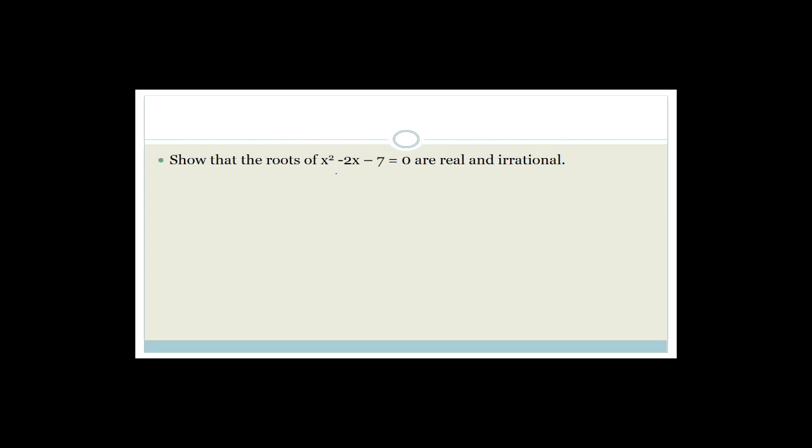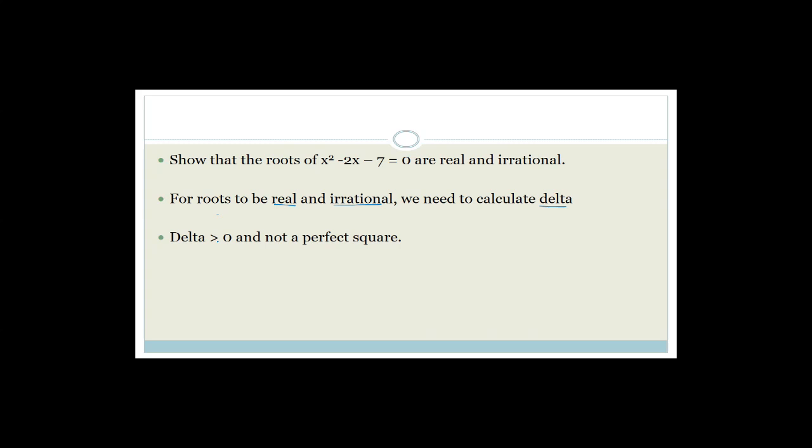It says show that the roots of x squared minus 2x minus 7 is equal to naught. So again, think about this. For them to be real and irrational, we need to calculate delta. And delta has to be greater than naught, but not a perfect square. To be real, it has to be greater than naught, but it cannot be a perfect square. So let's work out what delta is.